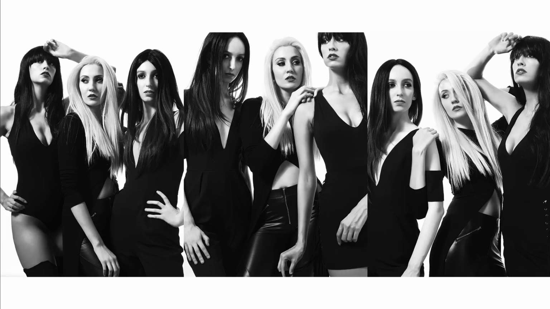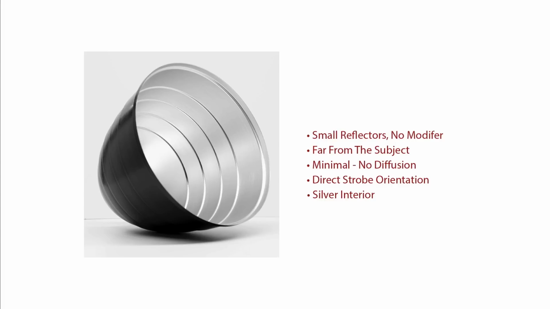This is from a fashion test that I did, and I haven't run this piece yet in Shutter Magazine, but I'm going to write up a piece about this because this is a fun shoot and it speaks to creating hard light. But in a nutshell, hard light is all about the placement and the modifiers. So what you want to do is use small reflectors or no modifier. You want to place your light far from the subject. You want to use minimal to no diffusion.